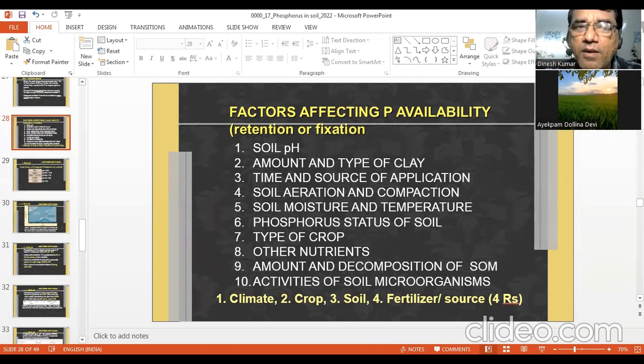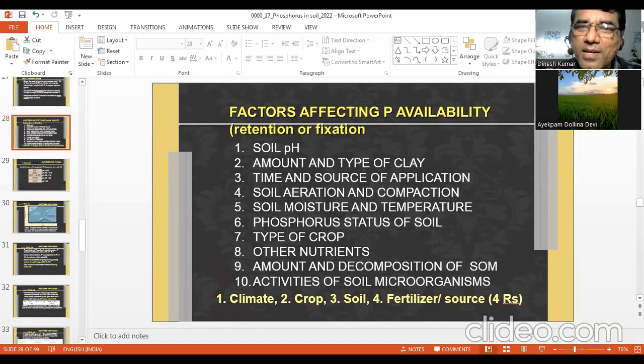The same factors will affect retention or fixation. So students can be asked 3 questions in the exam. What are the factors that affect phosphorus availability? Number 2, what are the factors that affect the retention of phosphorus in soil? And third, what are the factors that affect the fixation of phosphorus in soil? So the answer will be the same. The factors will be the same. The only thing is how you write it.